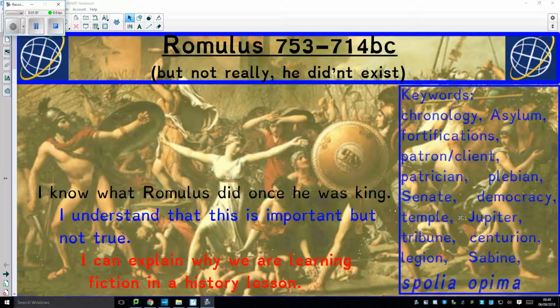Patrician, plebeian. Senate, who give advice to the king. Democracy, where the people choose their leaders. Temple, church. Jupiter, a Roman god, the Roman version of Zeus. Tribune and centurion are military posts, sort of general, sergeant. Legion, army. Sabine, people who live near Rome. Spolia opima, a particular award you can get for bravery in Rome. Romulus was the first person to get it.